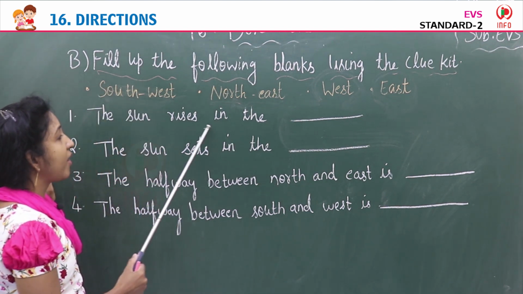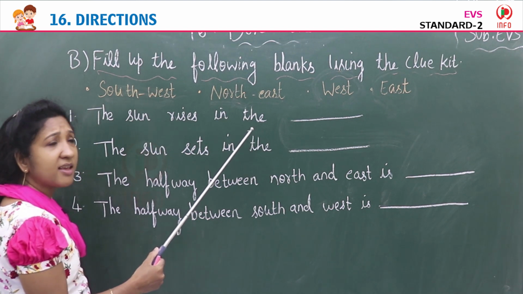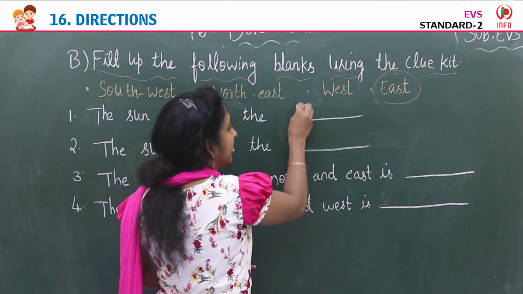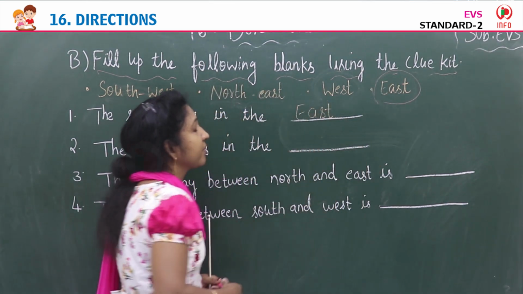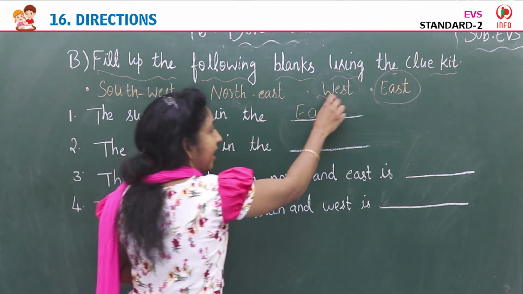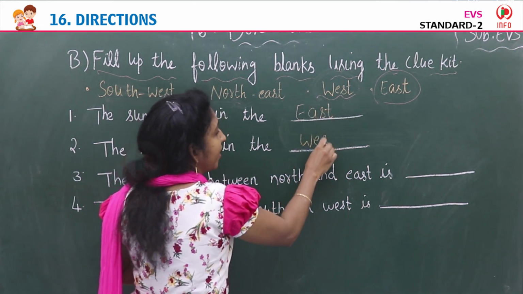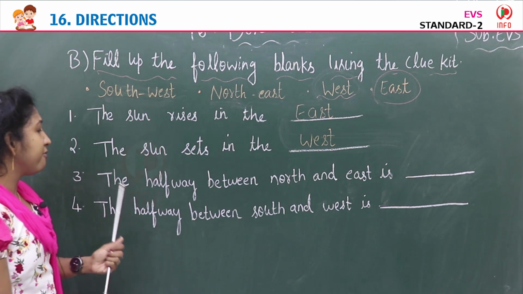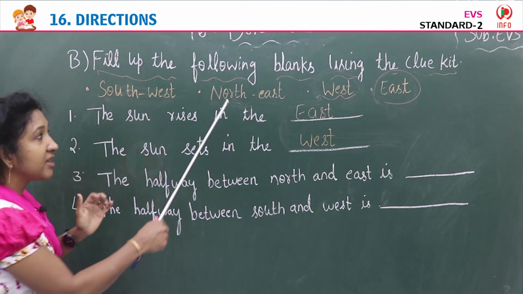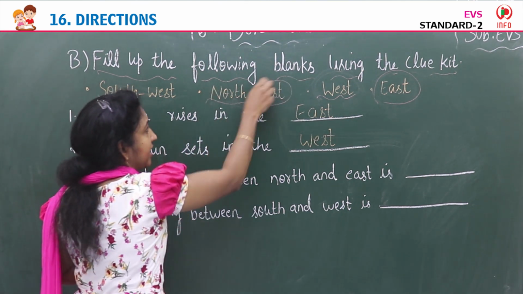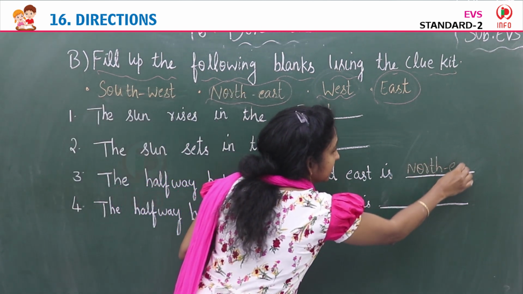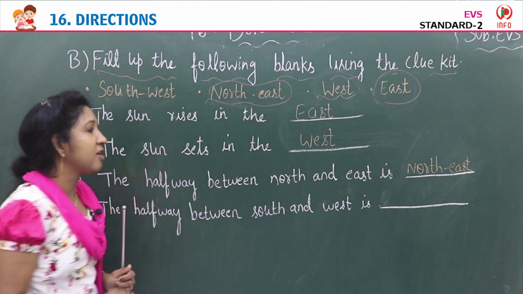First one, the sun rises in the, it's very easy, the sun rises in the east, isn't it? So this is the answer. Sun rises in the east. E-A-S-T, east. Next, the sun sets in the west. Yes, this is the answer. West. W-E-S-T, west. Then third, the halfway between north and east is? Yes, northeast. N-O-R-T-H, north, then east. The halfway between north and east is northeast.